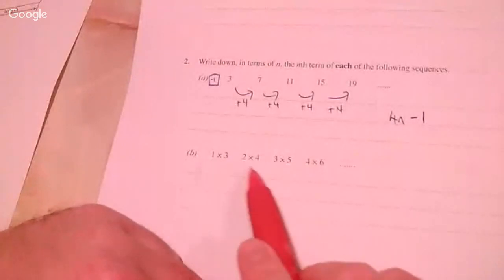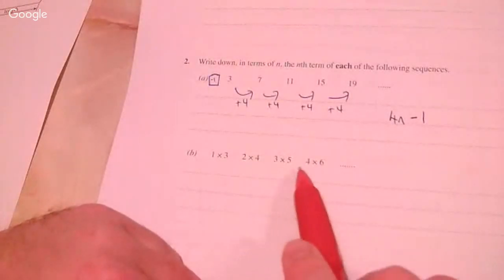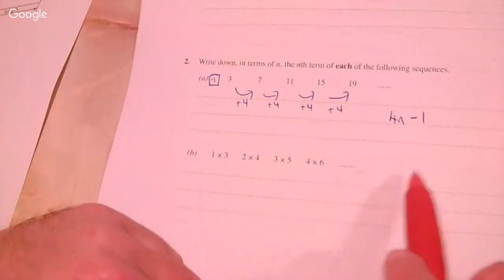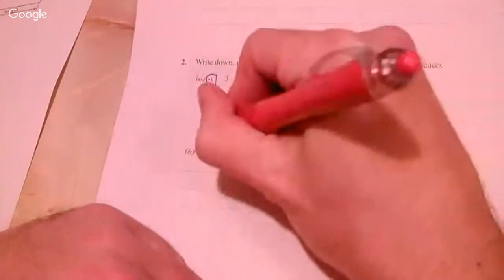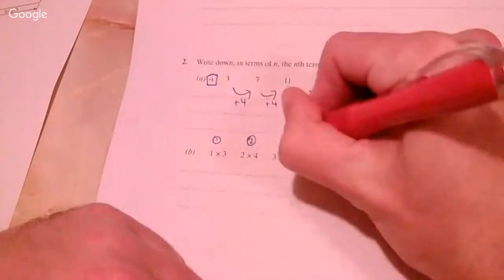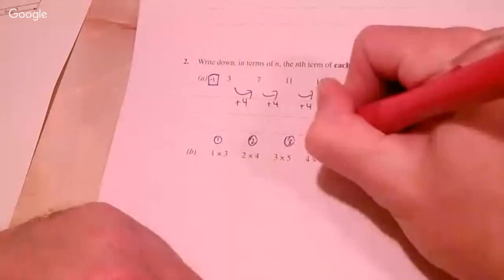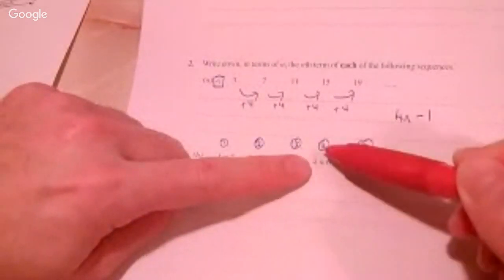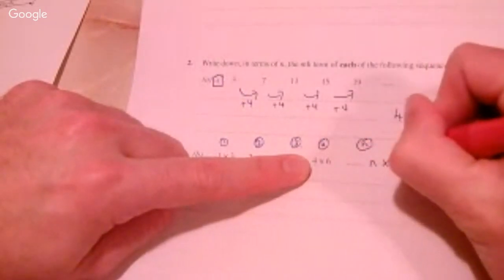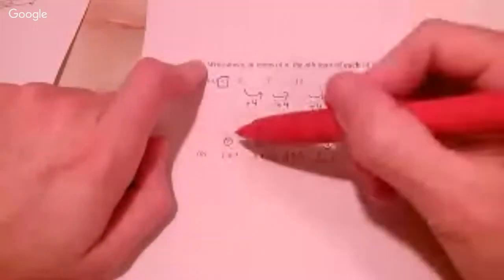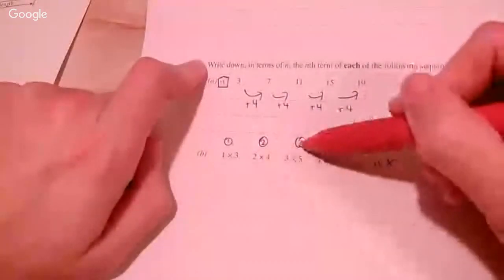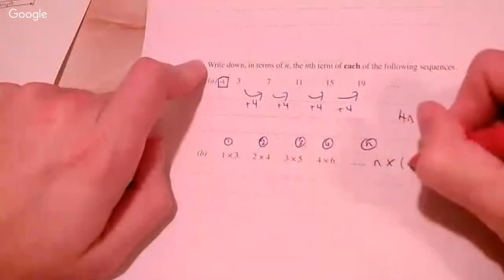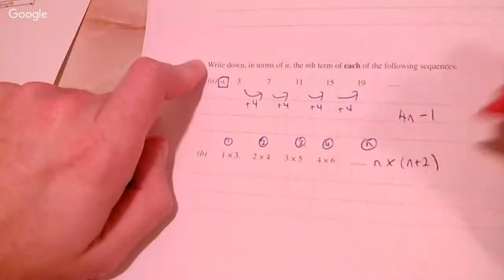It's saying what is the nth term for this? Well, you could guess what the numbers would be next. It would be 5 times 7, then it would be 6 times 8. In terms of this being the first, second, third, and fourth term, then the nth term: when it's the first term, it's 1. When it's the second term, it's 2. When it's the third term, it's 3. When it's 4, it's 4. So when it's n, it will be n times. And if you look at the link between this one here, what's different about here? Well, this number is always 2 more. So it's going to be n plus 2 in a bracket. Number 3.